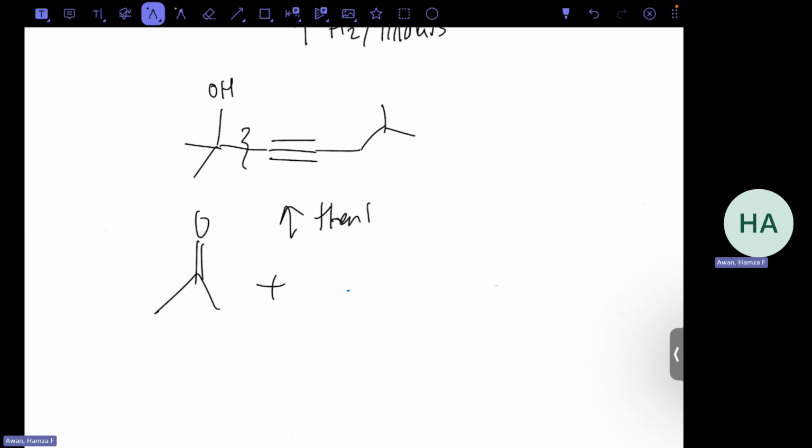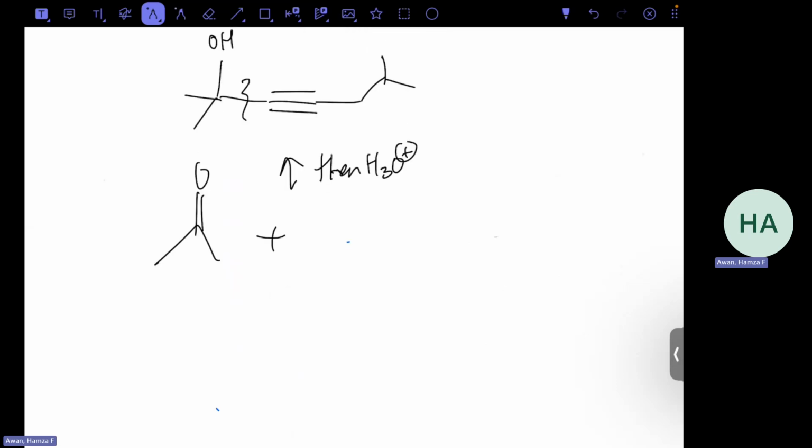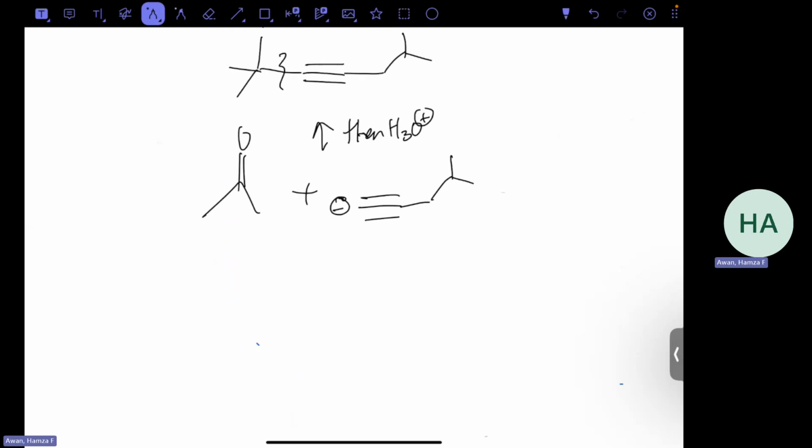Make sure to put then H3O plus. So, and that'll be attacked with an acetylide anion, right? So this minus charge gives it that oomph to start attacking, right? So I'll start with the left side just because we just have to do one step.